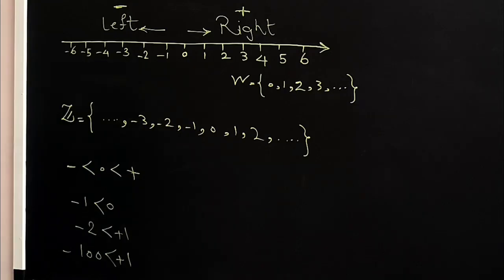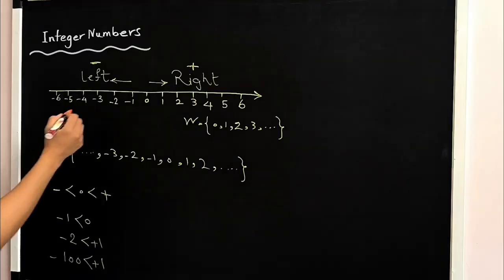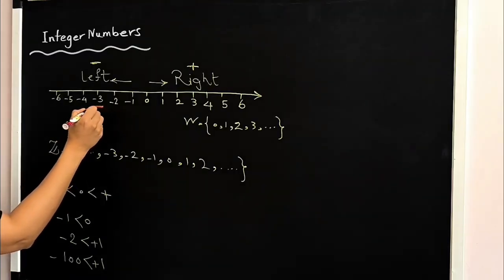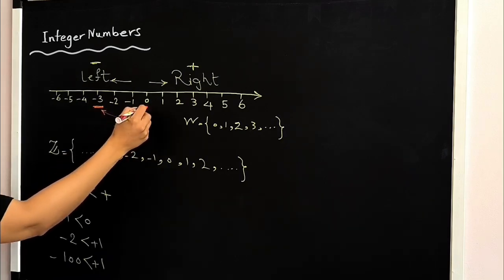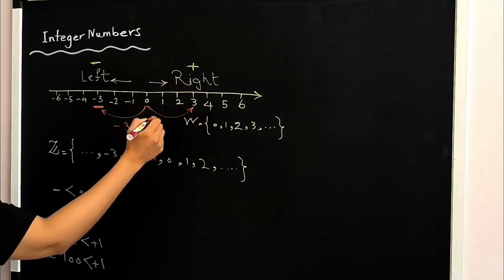Finally, think of 0 as a mirror. The opposite of a number is its reflection across 0. For example, the opposite of -3 is +3. Both numbers are the same distance from 0.